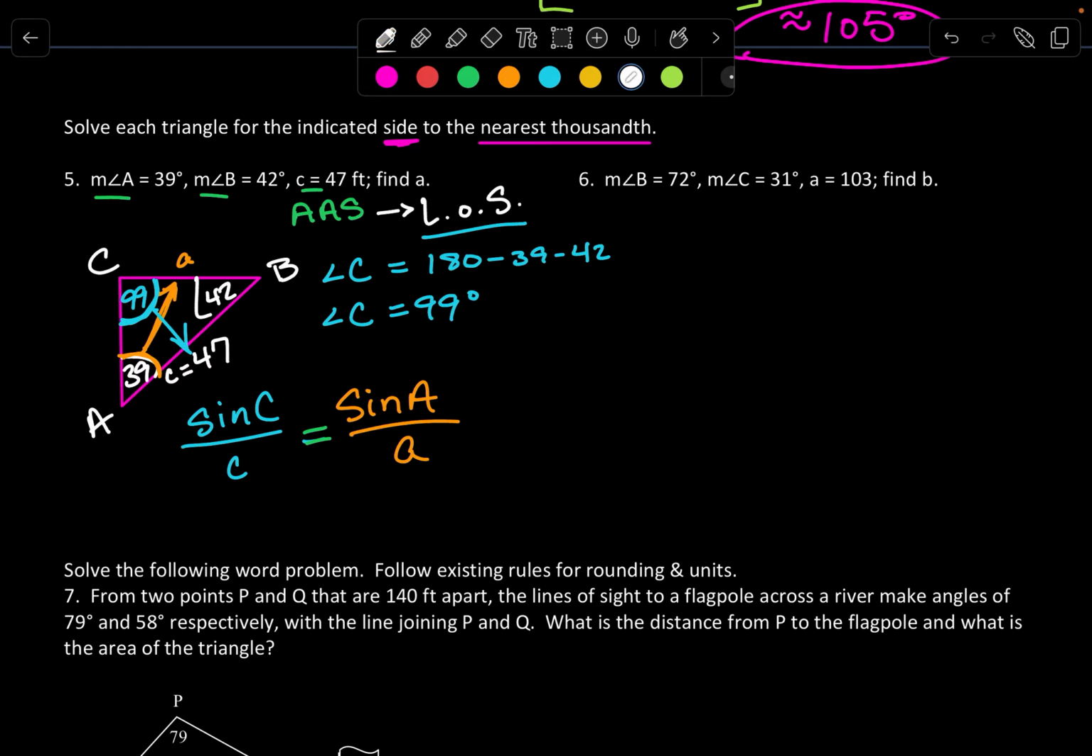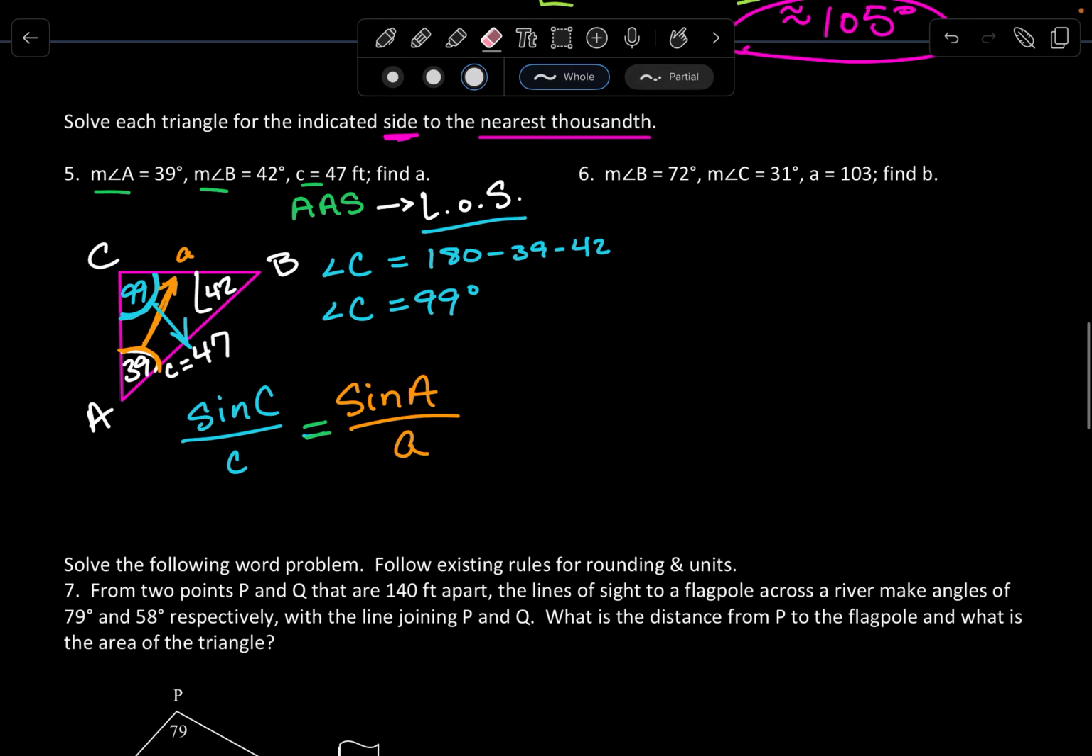Now, this is the point where you fill in all of the numbers that you know. So I know that angle C is 99 degrees. I know that little c is 47. I know that angle A is 39. And what I don't know is little a, because that's what I'm looking for. That's what the whole problem is telling me to find.